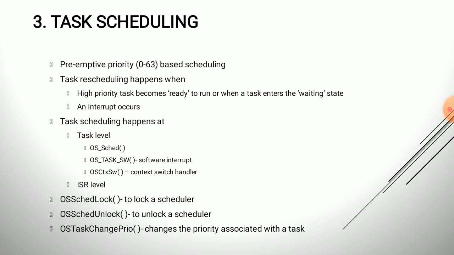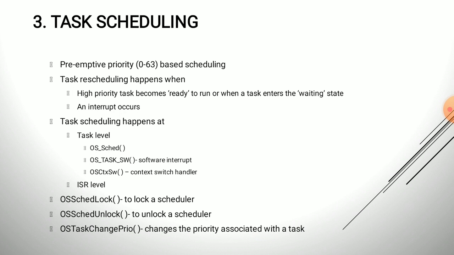Now the second level is the ISR level. The ISR level task scheduling is done by the function called OS int exit. When an OS int exit function call is executed, the kernel is notified that the ISR is complete and the kernel checks whether any high priority task is ready for scheduling. If a high priority task is ready for scheduling, the ISR returns to the high priority task instead of returning to the interrupted task. So the function call used is the OS int exit function.